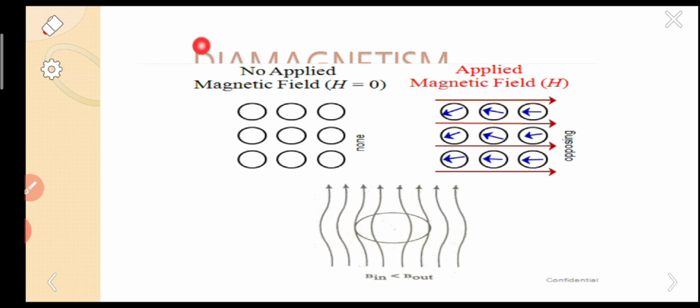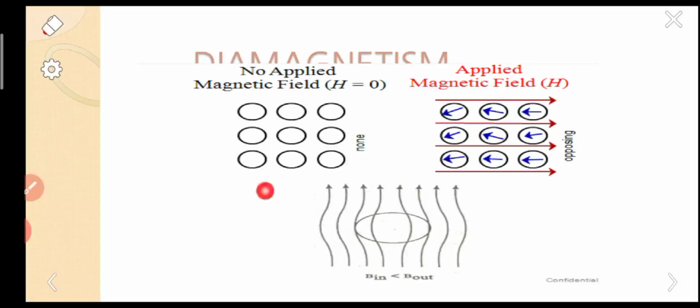This is diamagnetism. So, mainly the magnetism was classified into three types: diamagnetism, paramagnetism, and ferromagnetism. Again, ferromagnetism was converted into ferrimagnetism and antiferromagnetism. So, in this slide, I would like to discuss about the diamagnetism.